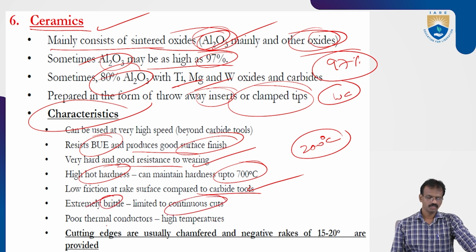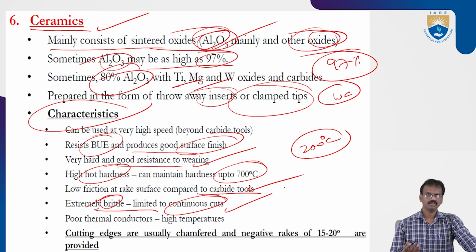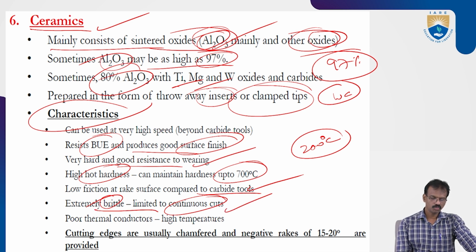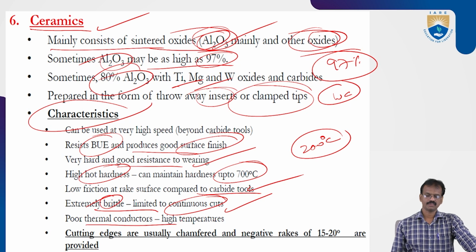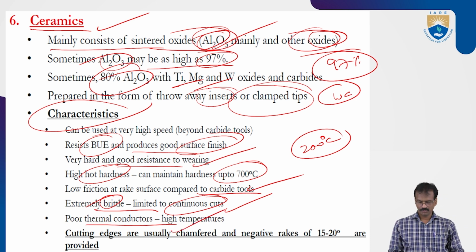This is one of the drawbacks you can say. Next, poor thermal conductors at high temperatures. Because of the poor thermal conductivity, the passing of heat is very low. So these are the main characteristics of ceramics.